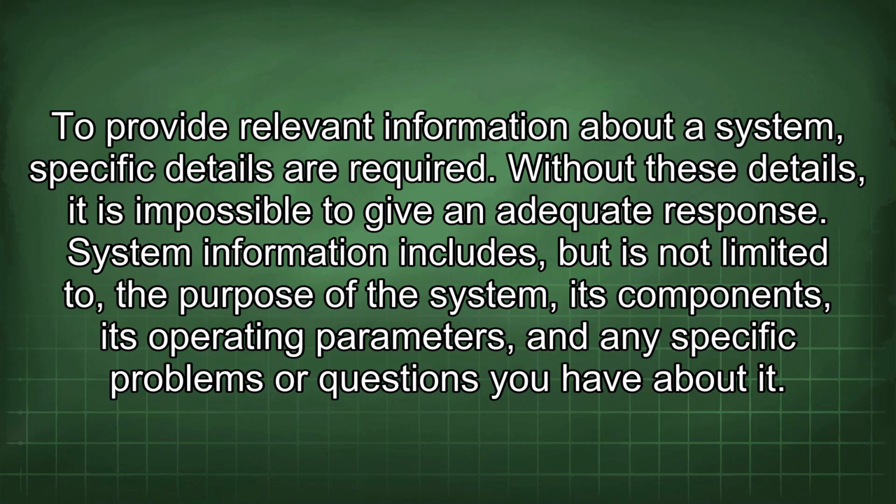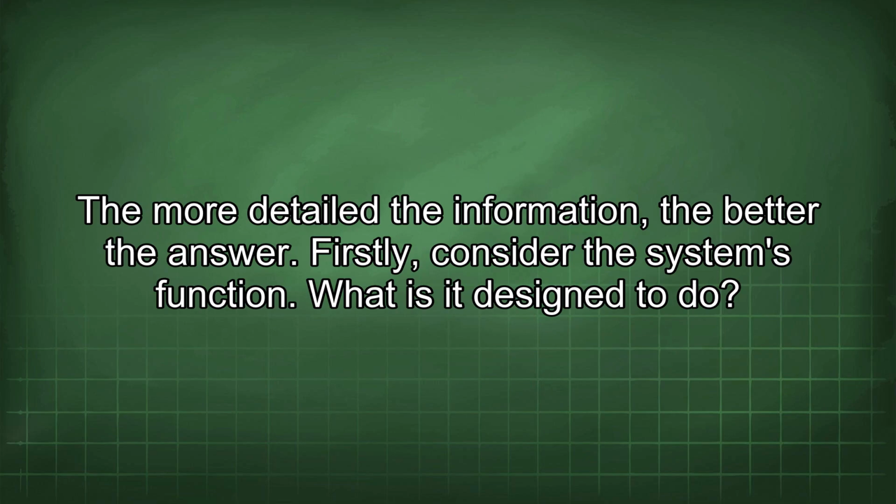To provide relevant information about the system, specific details are required. Without these details, it is impossible to give an adequate response. System information includes, but is not limited to, the purpose of the system, its components, its operating parameters, and any specific problems or questions you have about it. The more detailed the information, the better the answer.